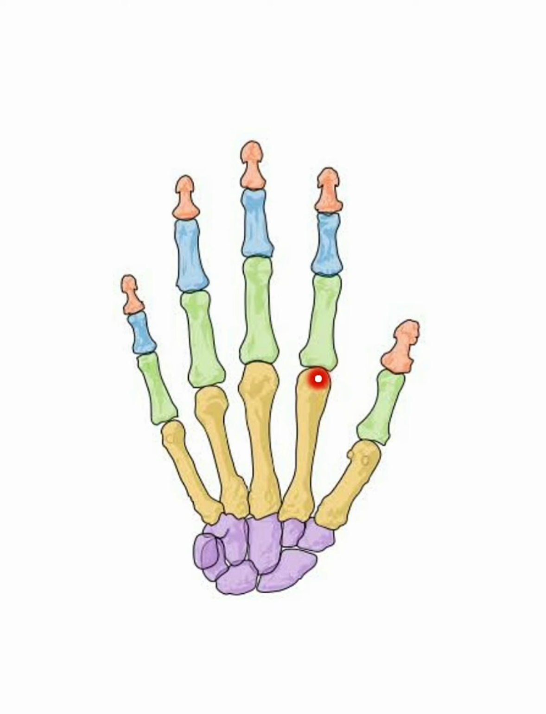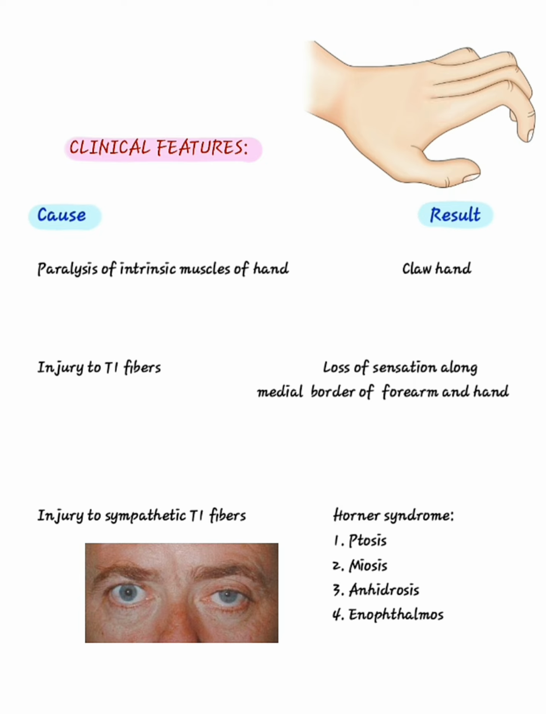At the metacarpophalangeal joint, there is hyperextension. At the interphalangeal joints, between phalanges, there is flexion. Hyperextension at metacarpophalangeal joints, flexion at interphalangeal joints.